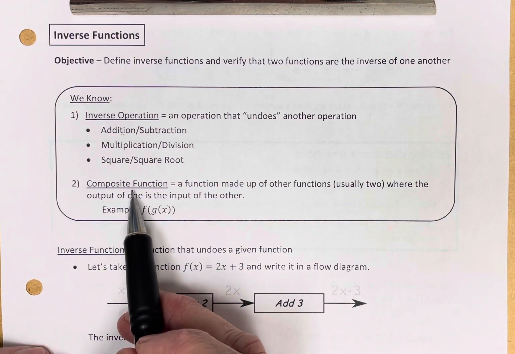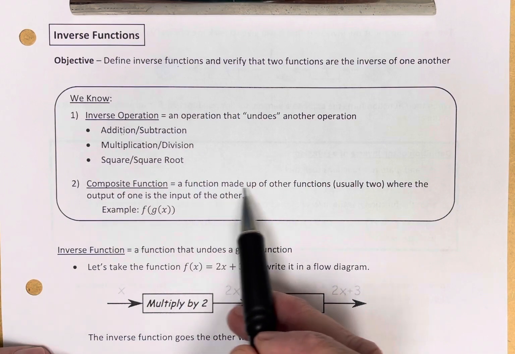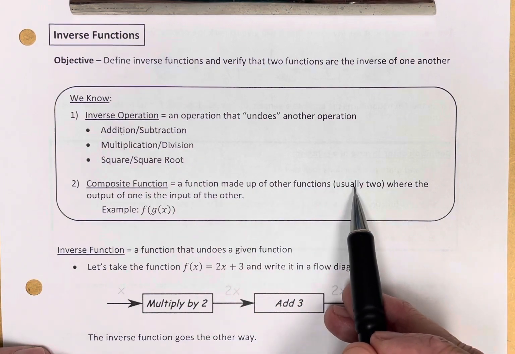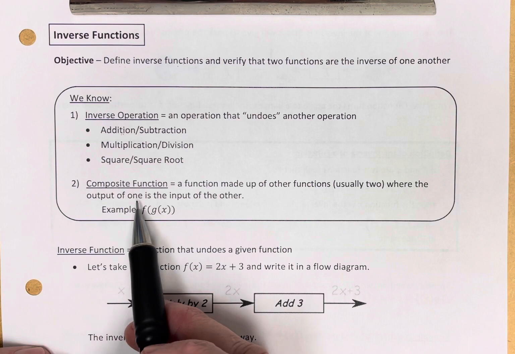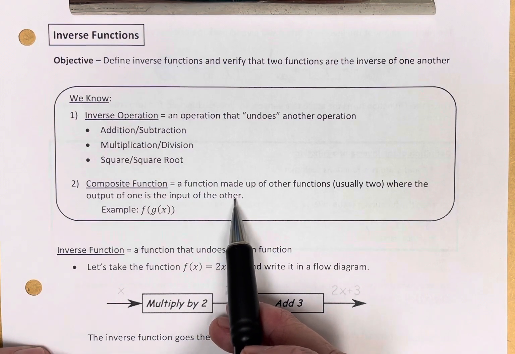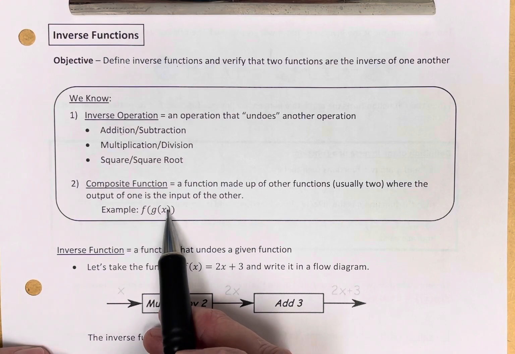We also know about composite functions. A composite function is a function made up of other functions, usually a function made up of another function. So you usually have two, where the output of one is the input of the other. For example, f of g of x.